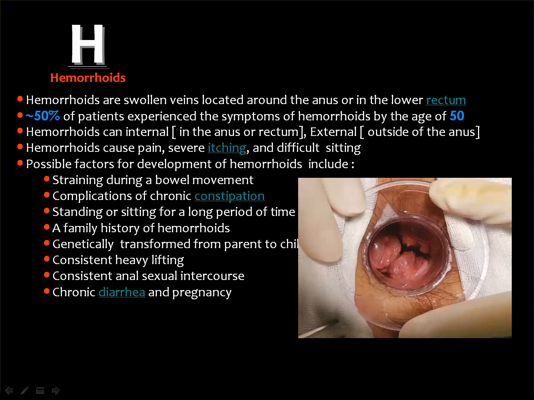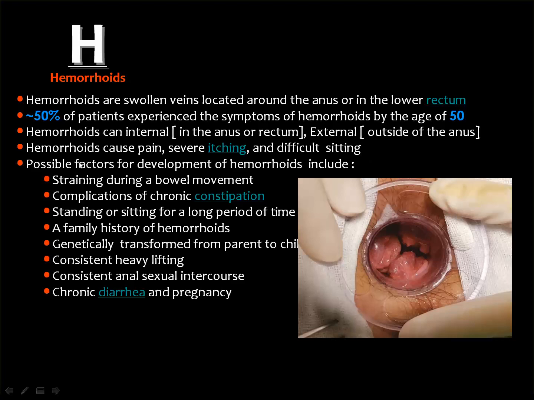And finally, we have two remaining issues, which are the hemorrhoids and the solitary rectal ulcer syndrome. Hemorrhoids are swollen veins located around the anal canal and the lower rectum, and 50% of the patients may have symptoms of hemorrhoids by the age of 50 years. And then the hemorrhoids can be internal in the anus or rectum, or can be external, projecting outside the anal canal. It may cause pain, severe itching, and difficulty sitting.